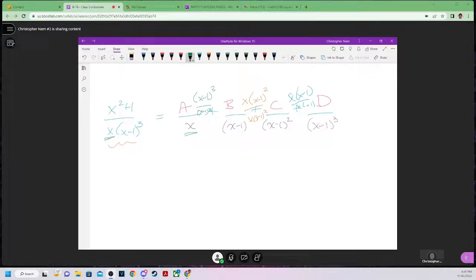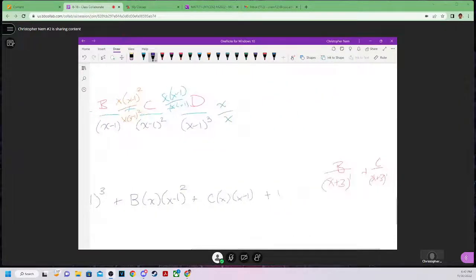And the last one has an x minus 1 cubed as my denominator. Well, I already have the x minus 1 cubed. All I need is to multiply it by x. Boom. So now, once we have the least common denominators, I can add the numerators together, and they should be equal to the other numerator. So I get x squared plus 1 equals a times x minus 1 cubed plus b times x minus 1 squared plus c times x minus 1 plus d times x.